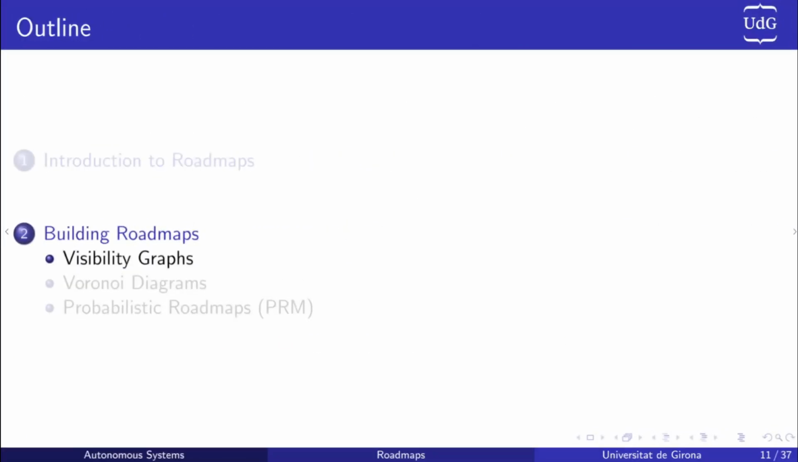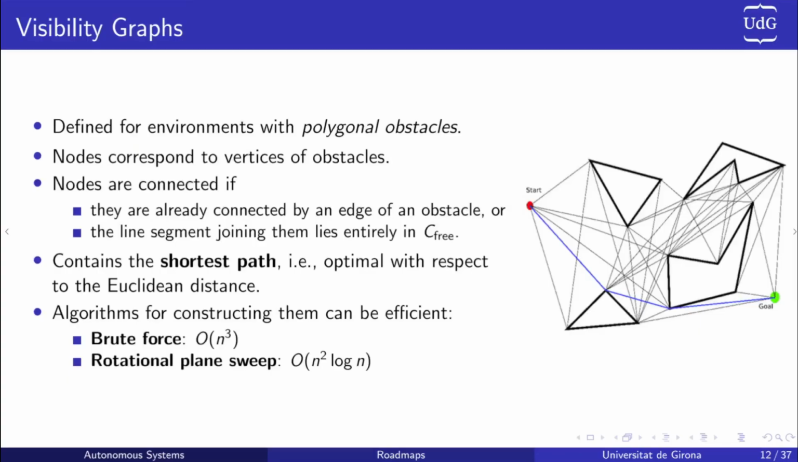Okay, then let's start with the first one, the visibility graphs. I already explained the basics of the visibility graph. First of all, our environment has to be known. Remember that during this first semester, most of the time we will assume that the environment is known. And we need to define the obstacles in the environment. I told you the first day that we can define environments in a lot of different ways.